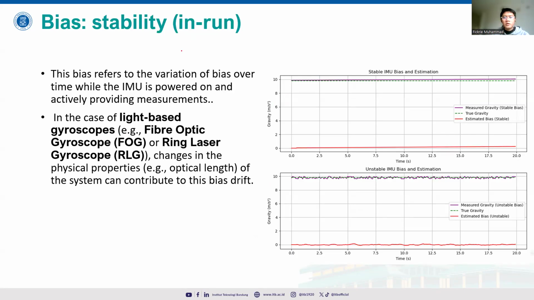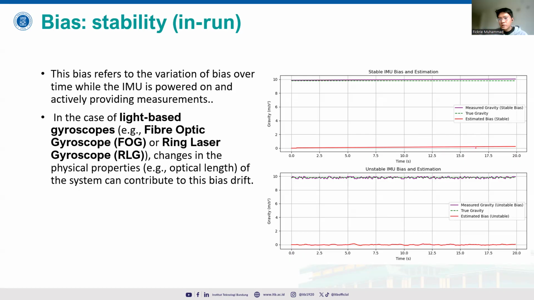And then, of course, during the IMU measurement we will also have the bias stability, or in-run bias. This bias refers to the variations of bias over time when the IMU is powered on. When powered on, the bias will always accumulate over time. In the case of light-based gyroscopes, like fiber optic or ring laser, changes in physical properties like the optical length, how the light performs over time, contribute to this bias drift, for example, here.